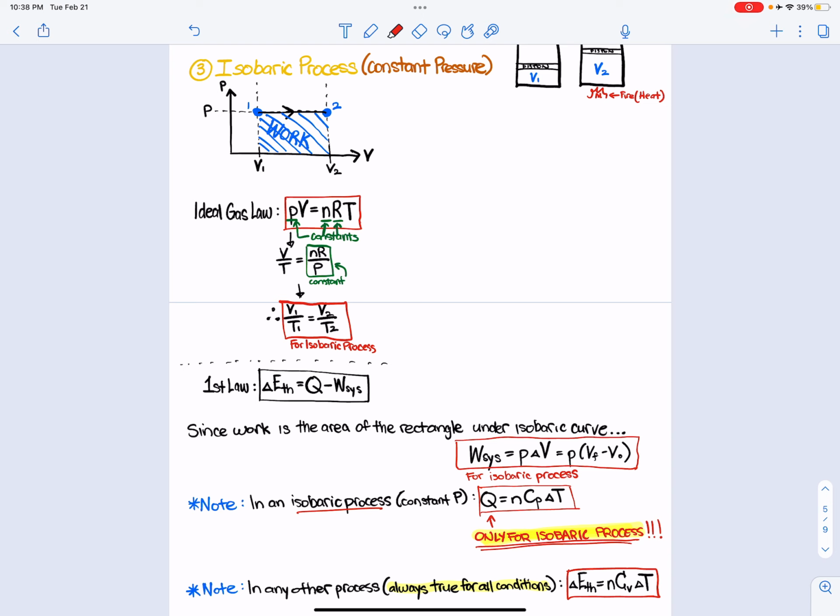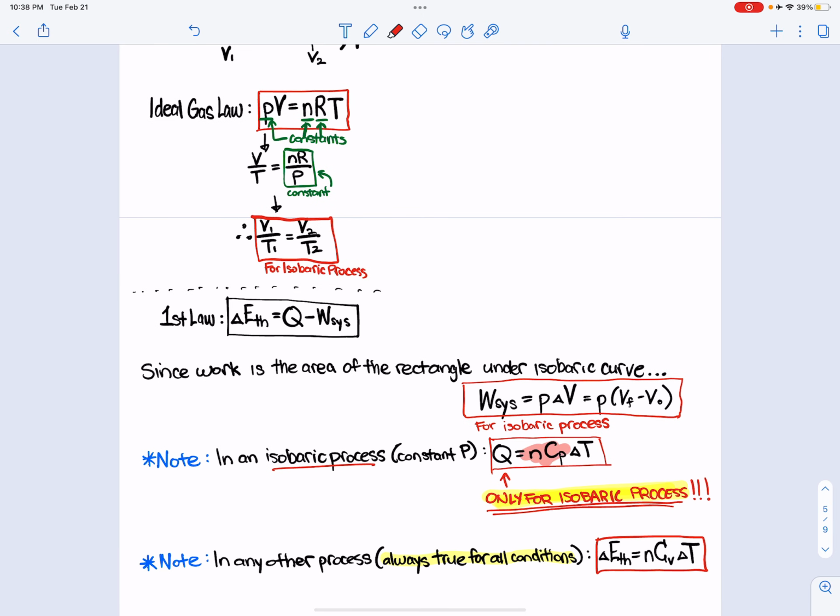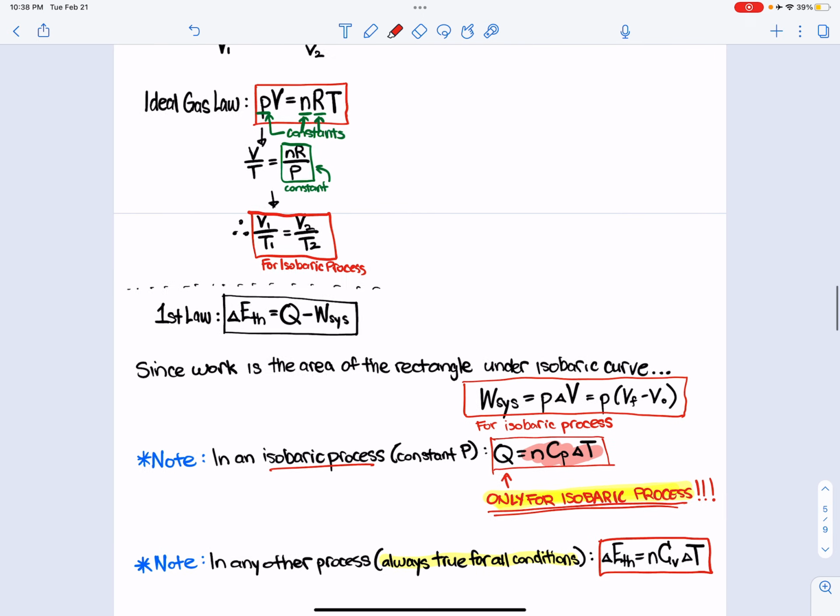What else? So also for an isobaric process, our heat transfer Q is equal to n, which is our amount of substance in moles, times Cp, which is our molar heat capacity at constant pressure, times delta T, which is our change in temperature, okay? And that is the heat transfer only for an isobaric process, all right?